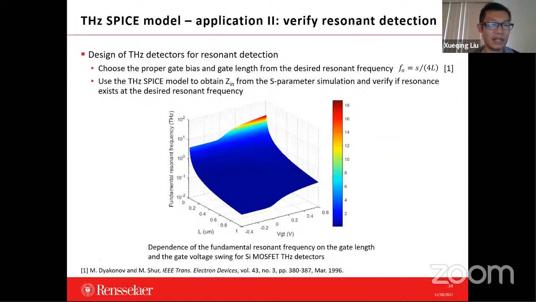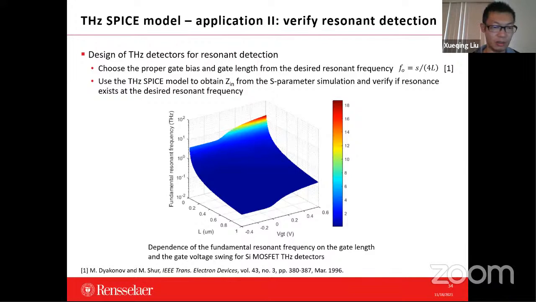Then for the design of the terahertz detectors for resonant detection, we could first choose the proper gate bias and gate length for the desired resonant frequency given by the analytical equation. And then we use the terahertz SPICE model to obtain the input impedance from the S-parameter simulation. And then we could tell if the resonance exists at the desired resonant frequency.